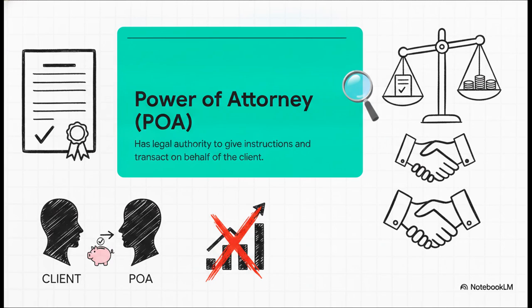A power of attorney, or POA, has the legal authority to give instructions and transact on behalf of the client. But remember your obligations here. You absolutely must verify the legal document before acting, and crucially, you are still bound by the client's original KYC suitability profile. A POA simply cannot just show up and drastically alter a conservative client's risk profile to speculation. It doesn't work like that.